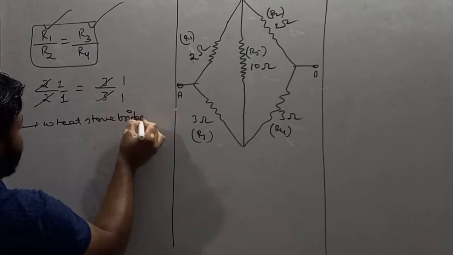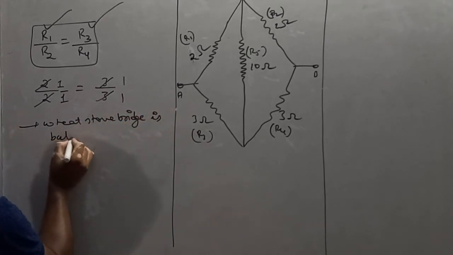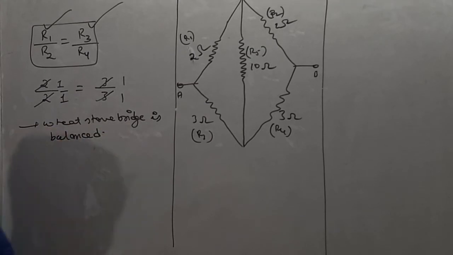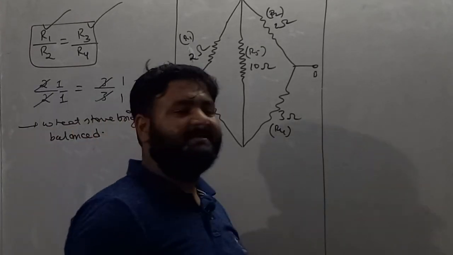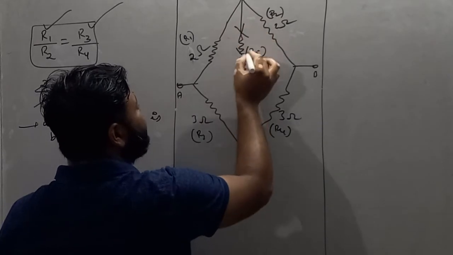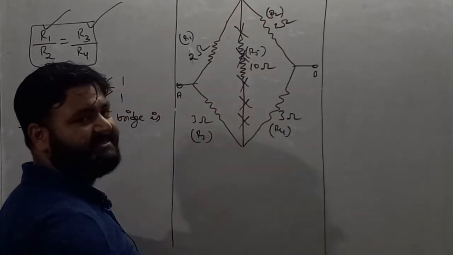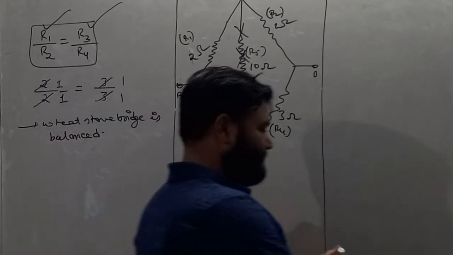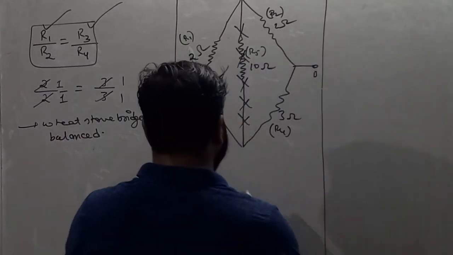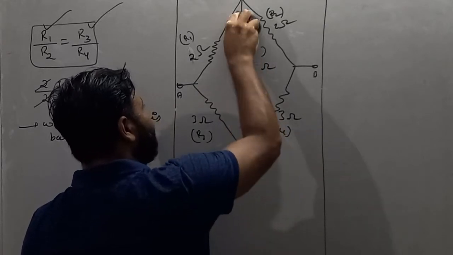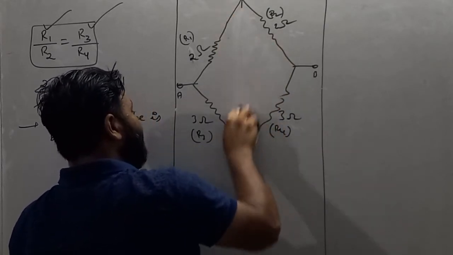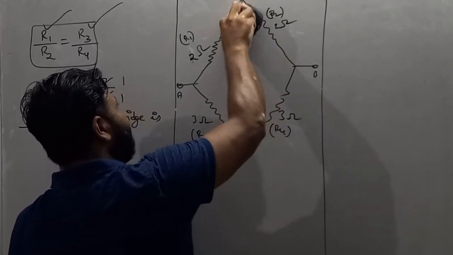Now, as we know, if the Wheatstone bridge is balanced, then we have to remove this bridge resistor from the circuit, as no current can flow across it. So since the Wheatstone bridge is balanced, we remove this resistor, as R1 by R2 equals R3 by R4.